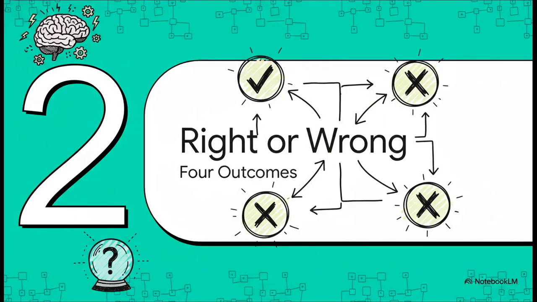Okay, section 2, getting it right or wrong. So now we're making decisions. But here's the thing. That means we can also be wrong. And it turns out there aren't just two outcomes, right or wrong. There are actually 4 distinct possibilities every single time our model makes a call.